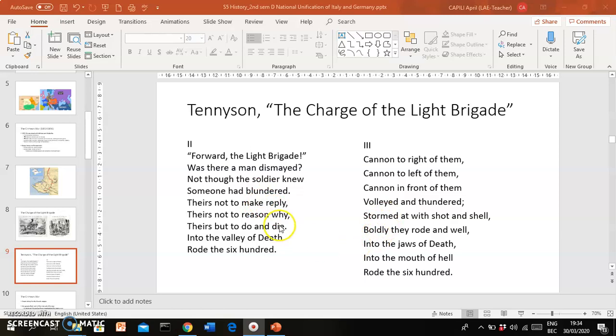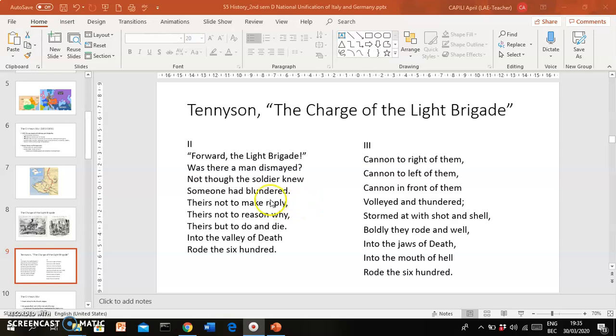Here are two stanzas from the poem I just referred to, Tennyson's The Charge of the Light Brigade. As you can see here, it's good to try to understand how Tennyson portrayed those members of the British cavalry that charged anyway and met their doom in the Crimean War.